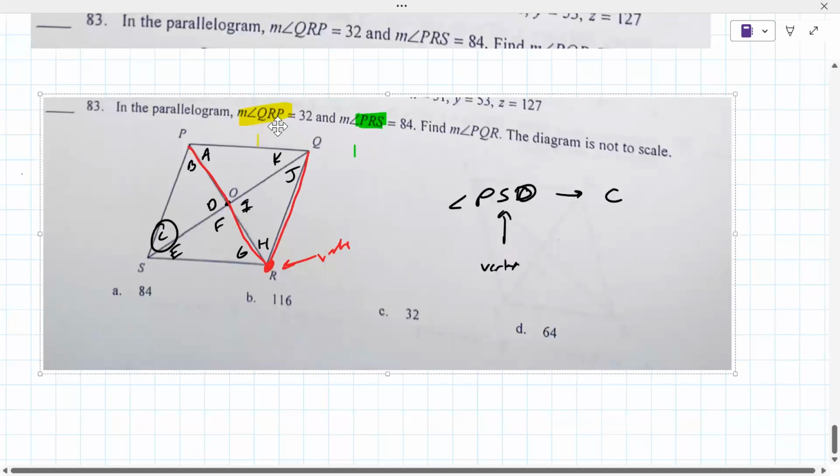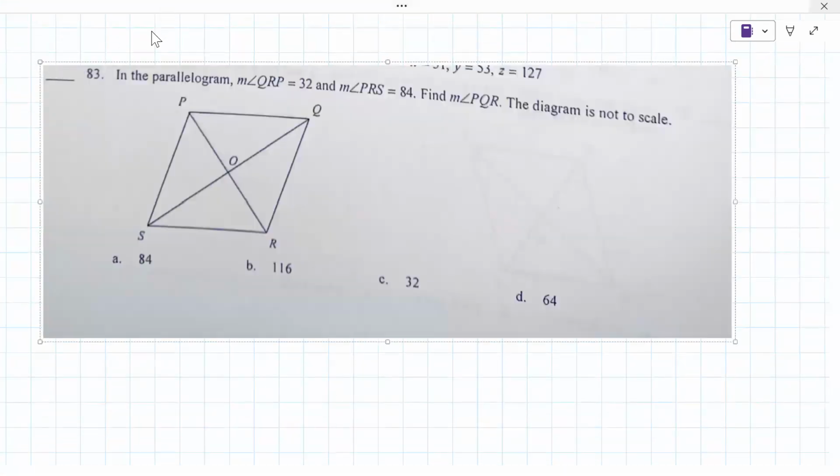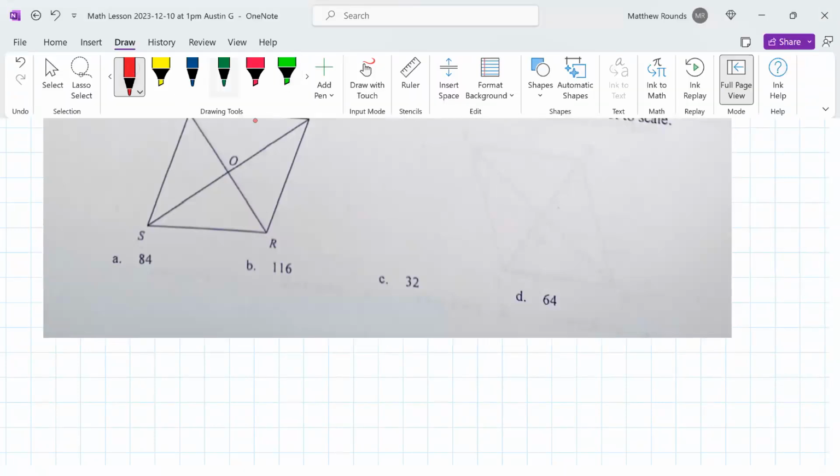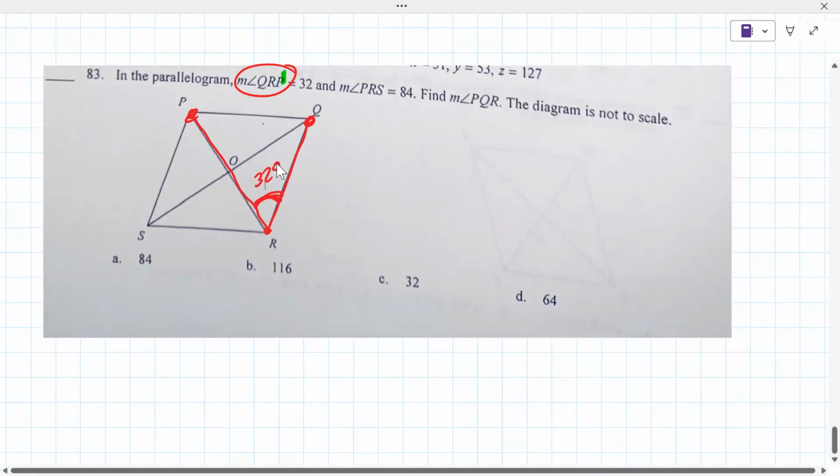It's clearly not clear, so I'll try again here. QRP: you start at Q, you go to R, and you go to P. That's this angle right here. That's 32 degrees. It's a path. It's like when you diagram a play. You start here, you go there, to R, then to P.